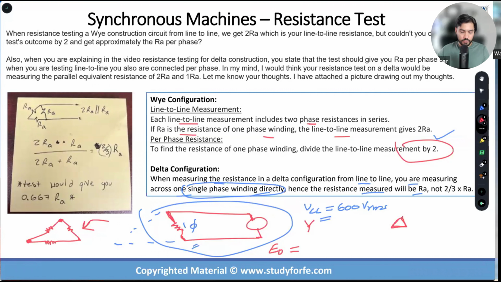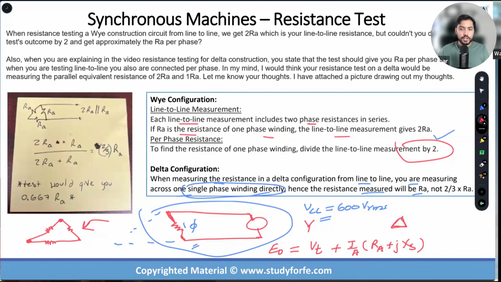Can you guys give me the equation for E naught? E naught is equal to the terminal voltage plus IA into RA plus JXS. Correct? Is that right? For a synchronous generator. Correct?